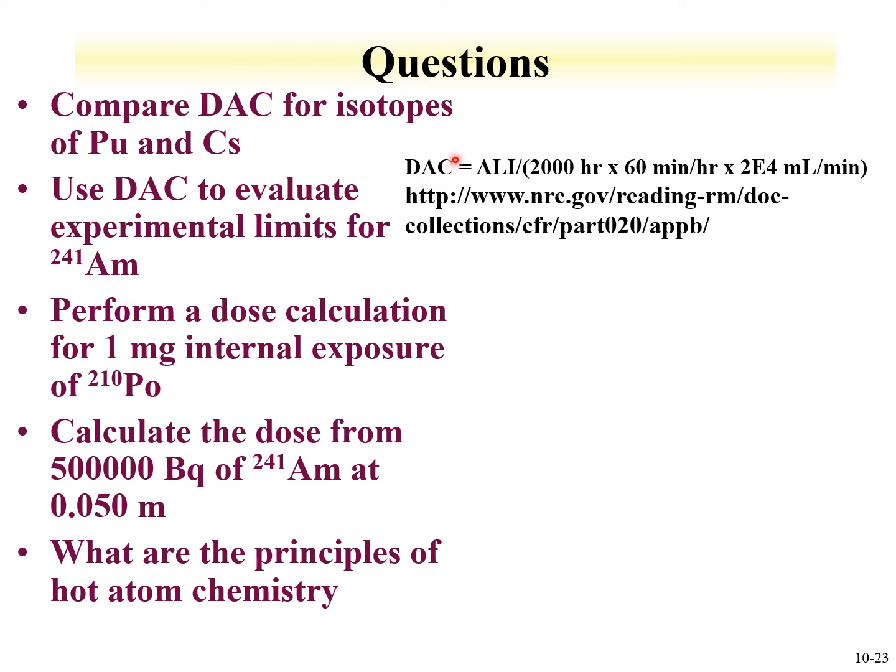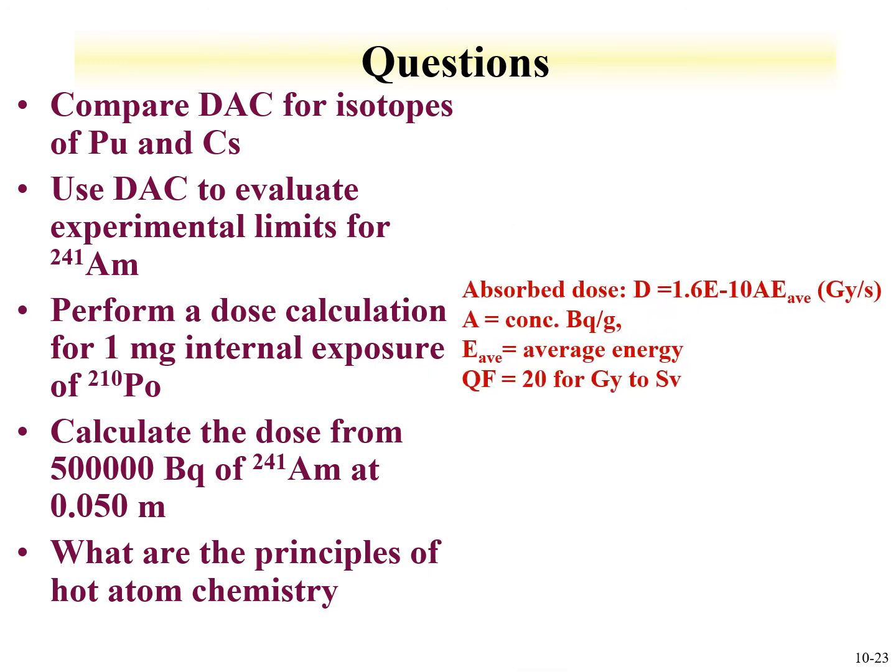Since you can get the annual limit on intake from the derived air concentration, the experimental level that one is allowed to work with, 1, 2, 3, or 4, as an example that we used for the radiochemistry laboratory, is based upon the ALIs. One could also perform a dose calculation.